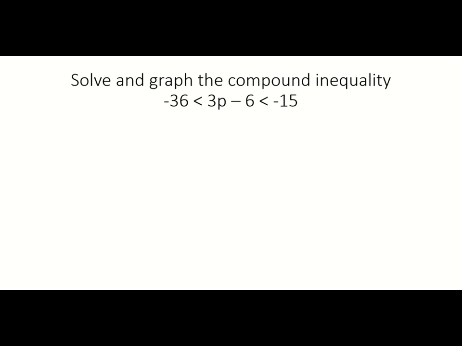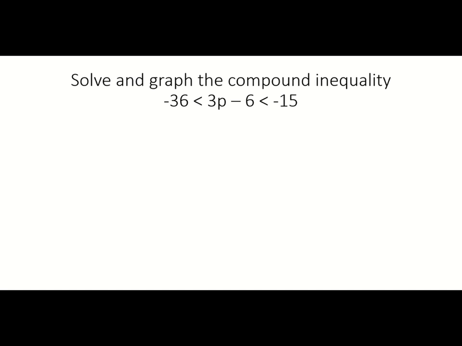Our next example says solve and graph the compound inequality -36 < 3p - 6 < -15. So this is a type of AND problem in which one giant inequality is given that we need to solve. When we do this, we're going to focus on the middle because that's where the variable is, and we're going to get the variable p all by itself by solving like we would normal equations.